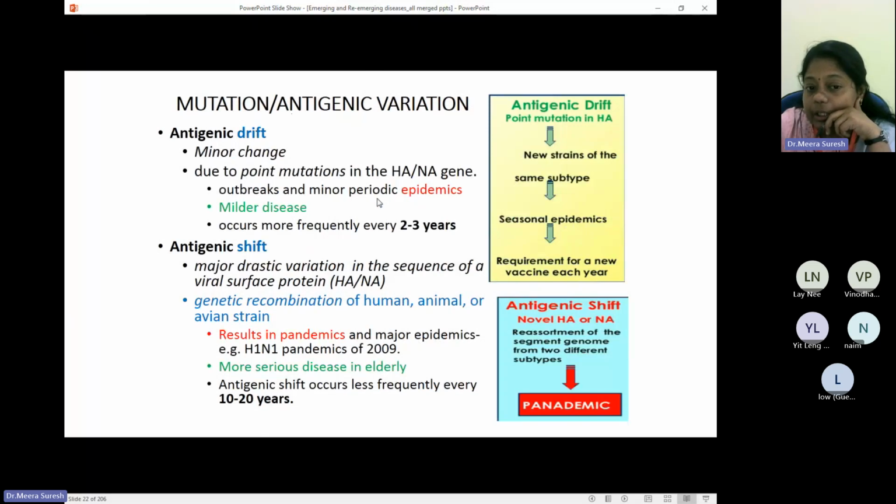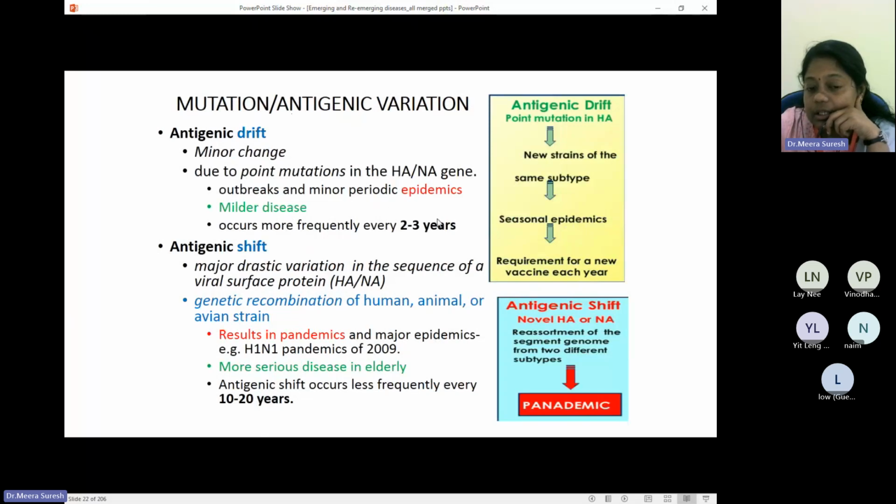So the minor periodic epidemics every 2 to 3 years, which result in milder disease, are produced due to antigenic drift. But in antigenic shift, it is genetic recombination that happens, and that results in pandemics and major epidemics. The example is the H1N1 pandemic of 2009. This is the most serious, and antigenic shift occurs less frequently, every 10 to 20 years.